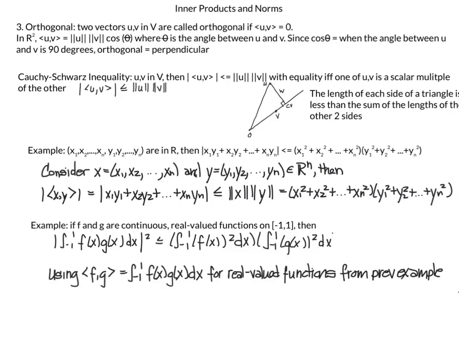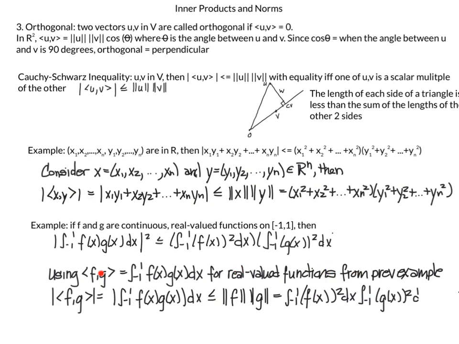So we start with using then our inner product of f and g defined as the integral from -1 to 1 f of x g of x dx. And again, this is for real valued functions, and this is from a previous example. We can then invoke Cauchy-Schwarz and say the absolute value of the inner product is going to be less than or equal to the norm of f times the norm of g.